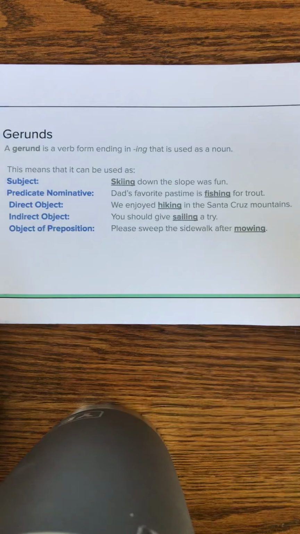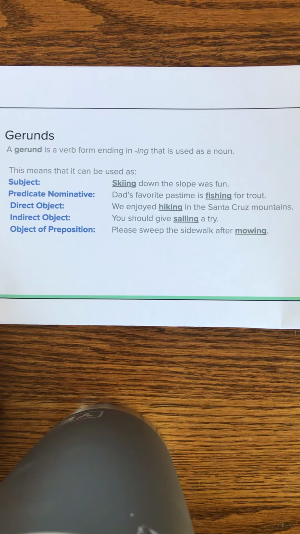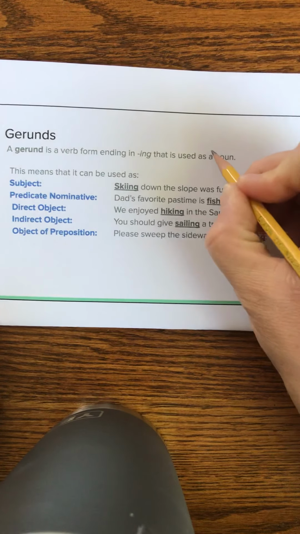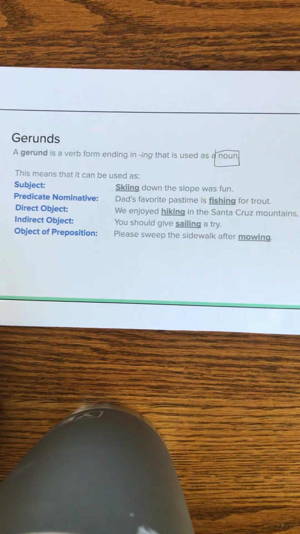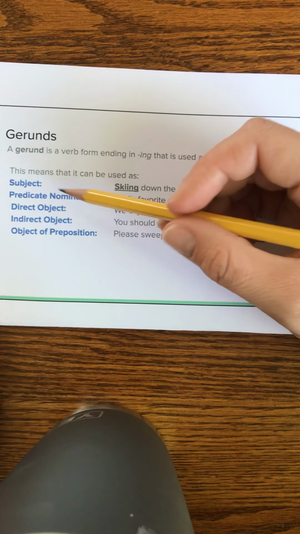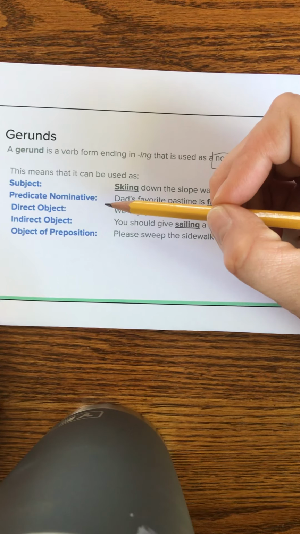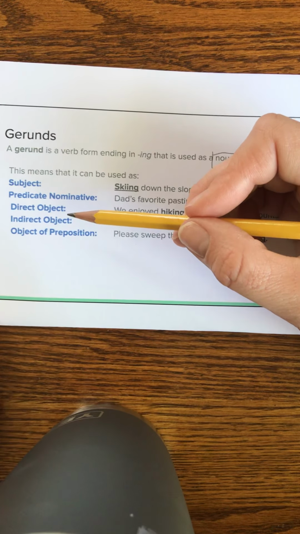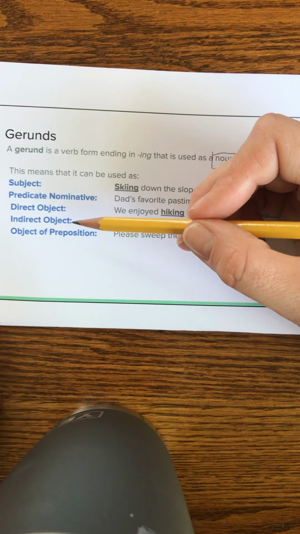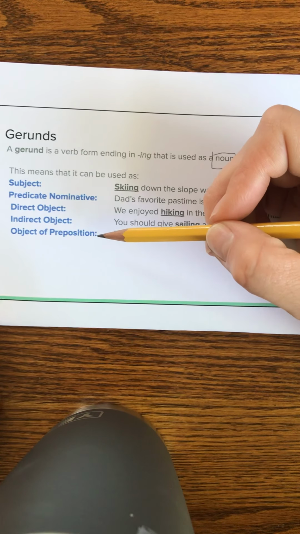All right, so we know gerunds; you have studied this through videos and you've done a lot of this. A gerund is a verb form that also ends in ing, but the difference here is gerunds are always used as a noun. This means that it can be the subject of our sentence, the predicate nominative, the direct object, the indirect object, or the object of the preposition.